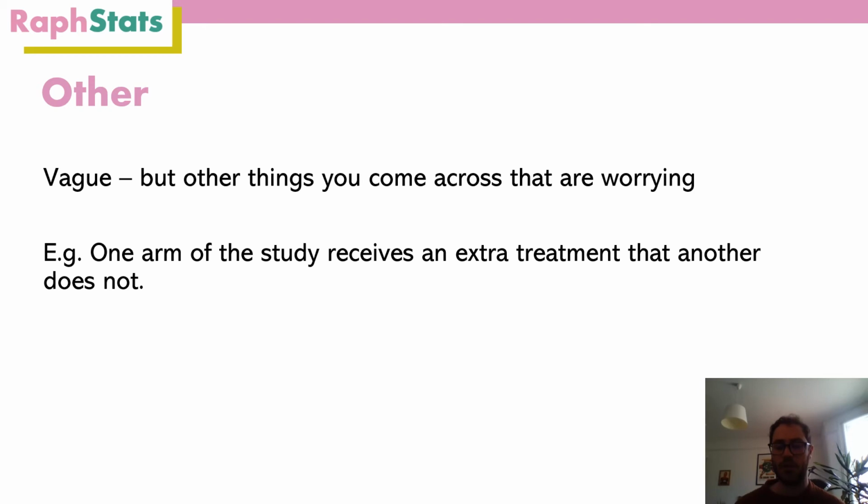So I've talked about the 3 main sources of bias. This is just to say, keep on the lookout as you're reading. You might come across other things that seem dodgy. For example, one arm receives an extra treatment that others do not, like the placebo arm gets loads of benzodiazepines to calm them down because they're not getting the psychiatric medication that's working, and this might also introduce a bias effect.